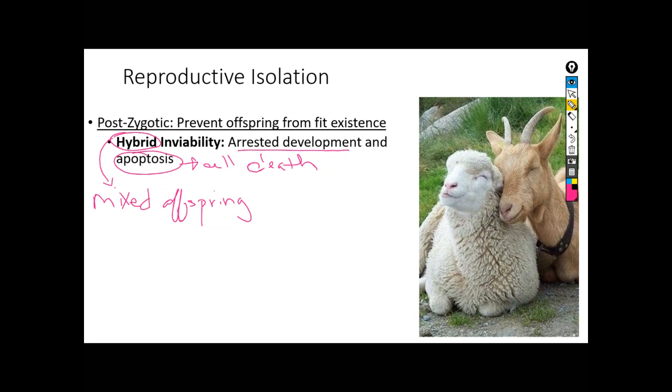This feel okay so far? Okay, so what happens if this doesn't happen?